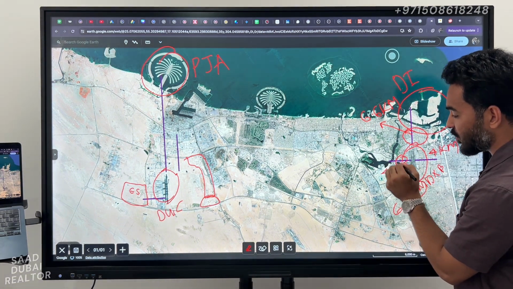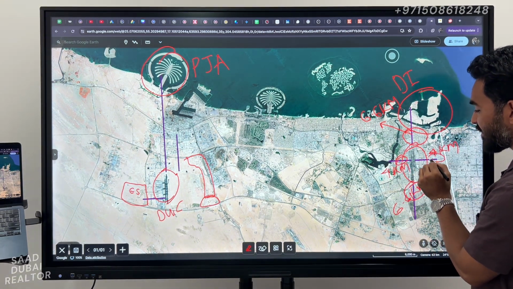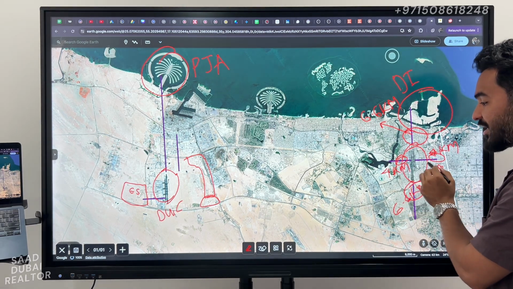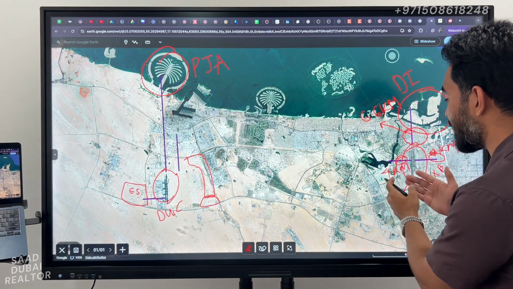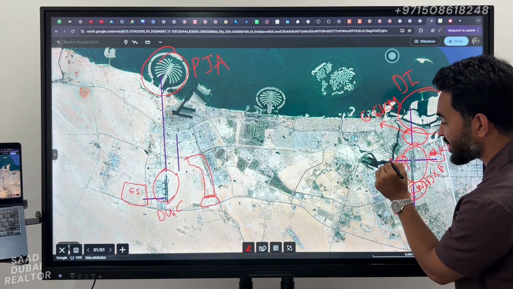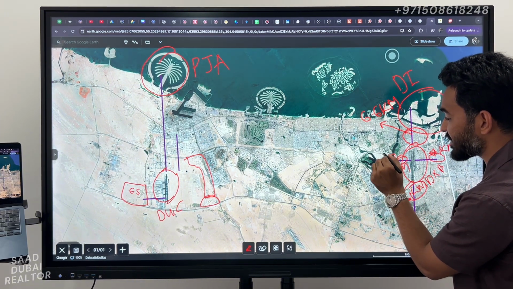This right here is Garhoud. This right here is Al Twar. And this is still in a 4-kilometer distance, and nobody is complaining here about aircraft sounds. This is what I'm trying to make you understand. The 4 kilometers is also reaching this area. This area is Al Jaddaf.